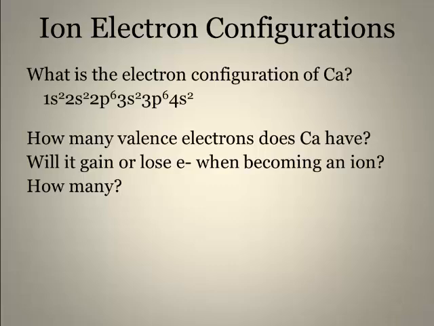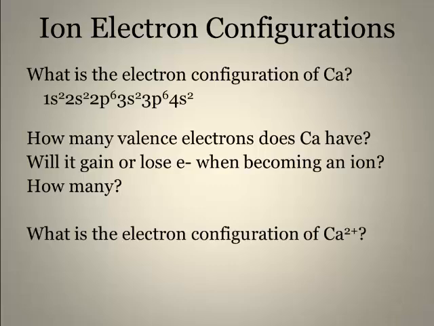Will calcium gain or lose electrons when it becomes an ion? Calcium has 2 valence electrons. Will it gain 6 or lose 2? It will lose 2. So what then is the electron configuration for a calcium ion? This configuration should have 2 fewer electrons than that of the calcium atom. That gives you 1s2, 2s2, 2p6, 3s2, 3p6.